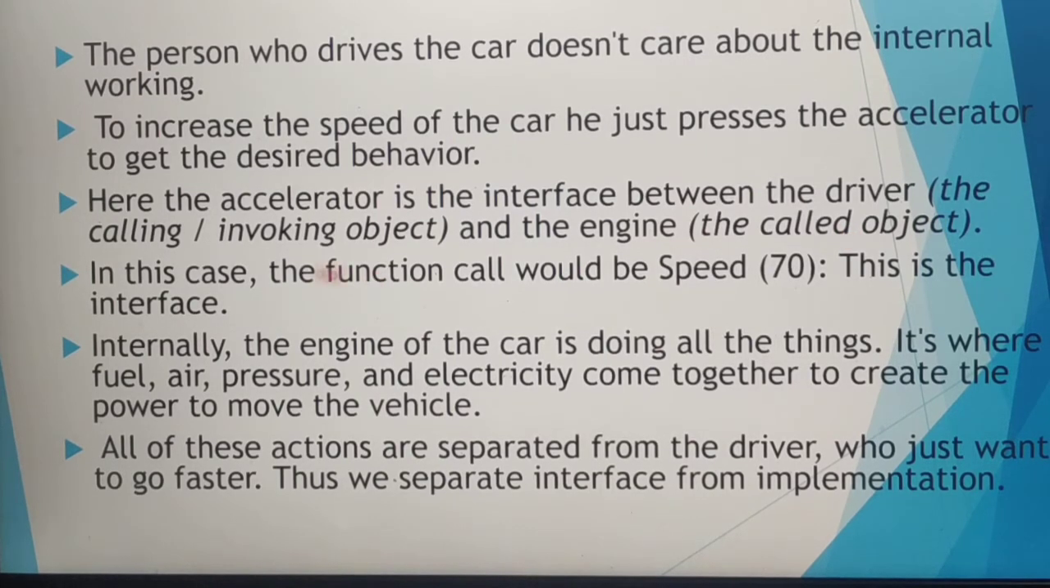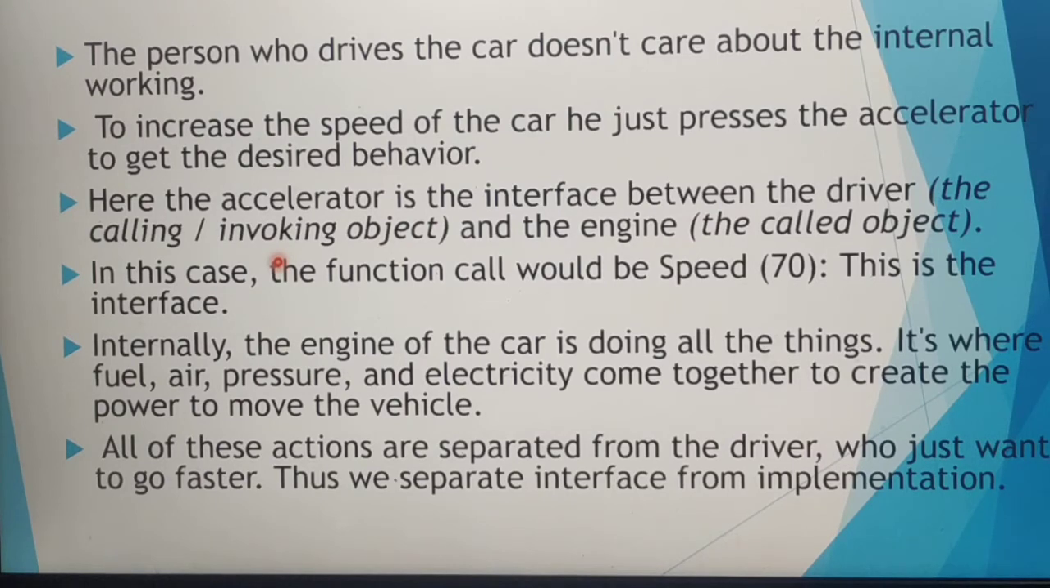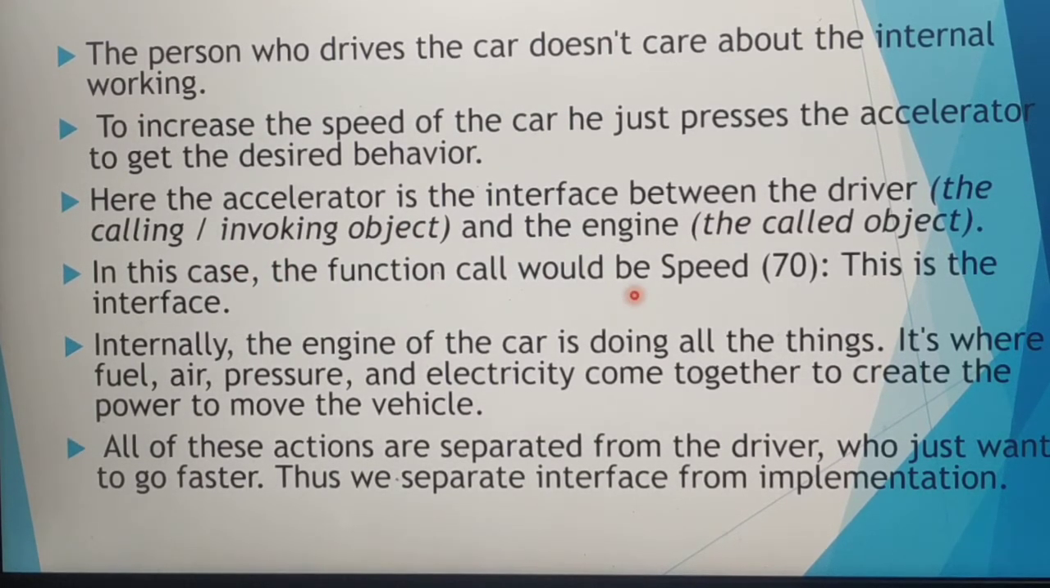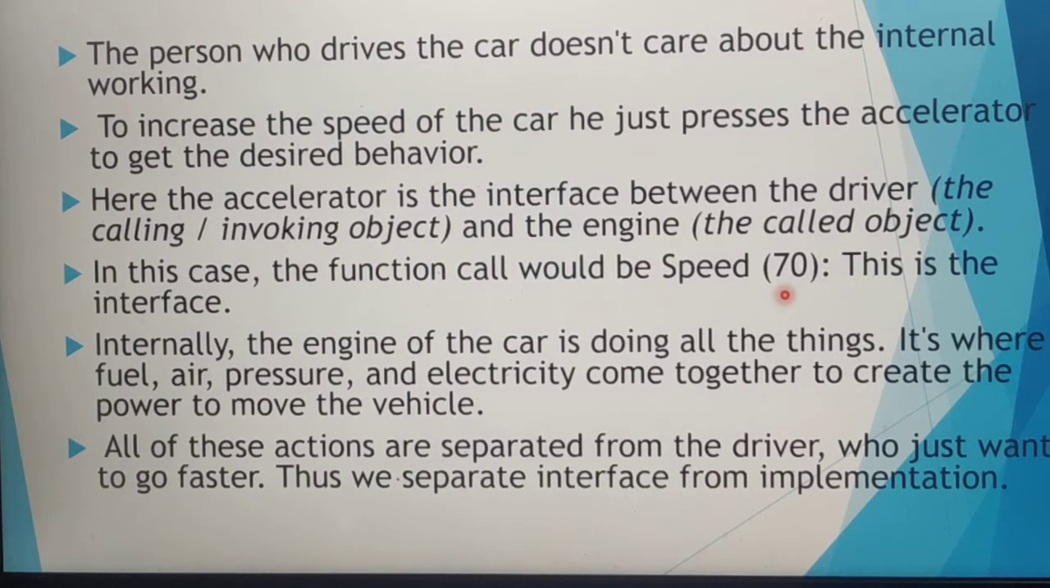He can call the function, invoking the object. I'll show how it is going to be done. In this case, the function call would be speed 70 km per hour. This is the interface here.